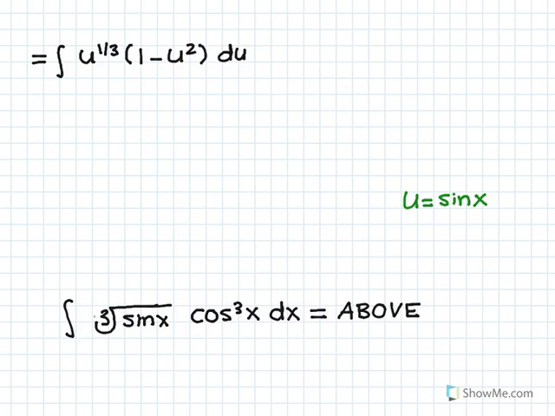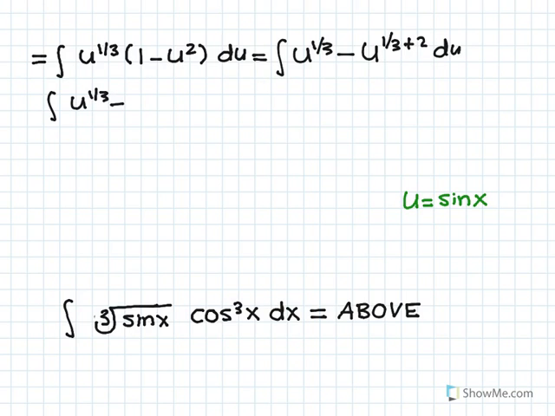Let's multiply u to the 1/3 through, and we get the integral of u to the 1/3 minus u to the 1/3 times u squared. We add up the exponents: 1/3 plus 2, that's 6 over 3 plus 1 over 3, that's 7 over 3. So we have u to the 7 over 3 du.